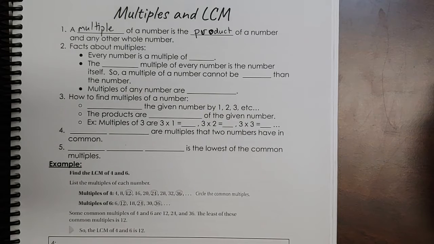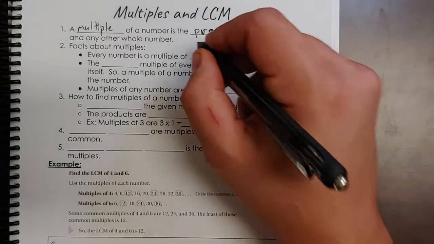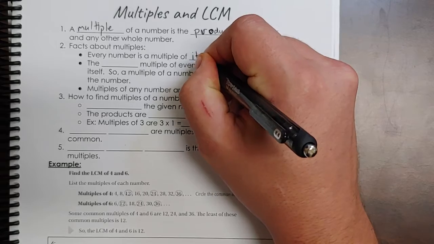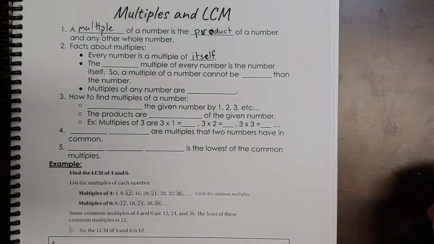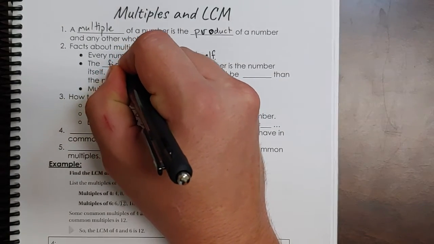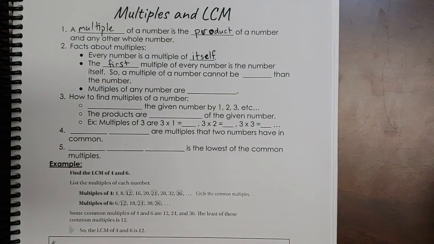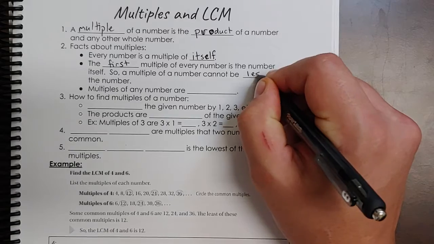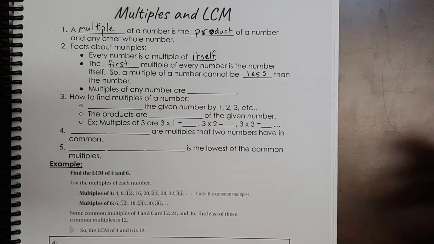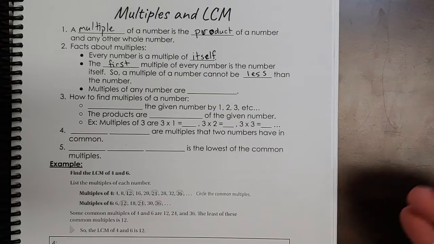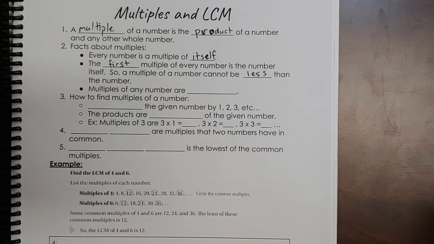Facts about multiples. Every number is a multiple of itself. The first multiple of every number is the number itself. So a multiple of a number cannot be less than the number. So multiples of 2, you're basically going to be counting by 2s. 2, 4, 6, 8, 10, 12, and it keeps going.